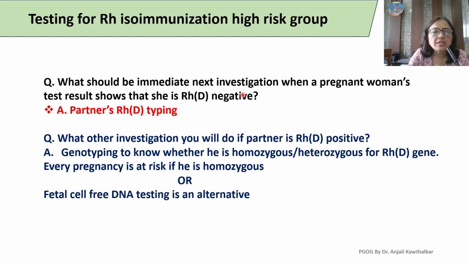What should be the immediate next investigation when a pregnant woman's test result shows that she is RHD negative? We need to do the partner's RHD typing. What other investigation will you do if the partner is RHD positive? Genotyping of the partner, to know whether he is homozygous or heterozygous for the RHD gene. Every pregnancy is at risk if he is homozygous. We have already seen that if he is heterozygous, there is a 50% chance that the baby might also be Rh negative, RHD negative.